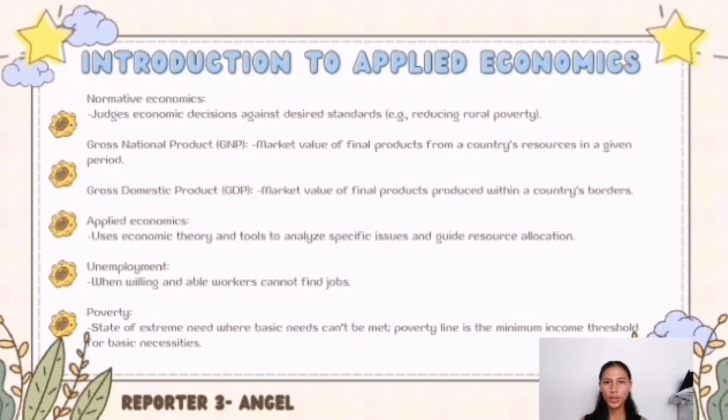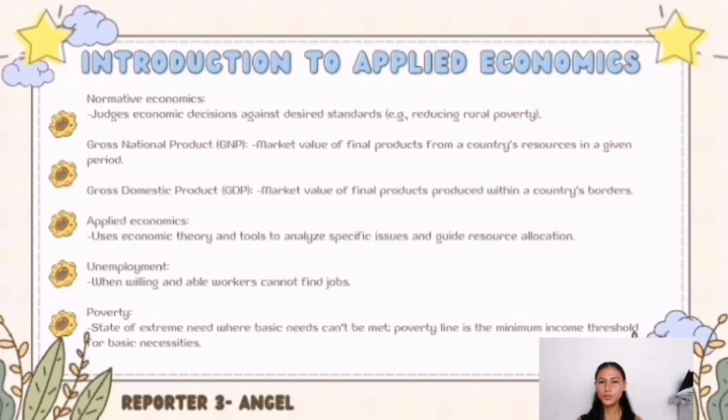Unemployment is when willing and able workers cannot find jobs. From the word unemployment, these are people who want to work but cannot find jobs. The last is poverty, a state of extreme need where basic needs cannot be met. Poverty line is the minimum income for the basic necessities. So poverty is when income is too low to cover basic needs.